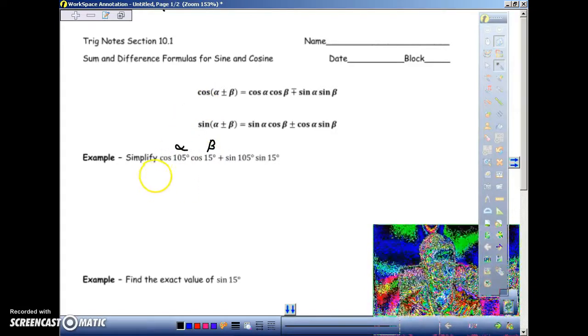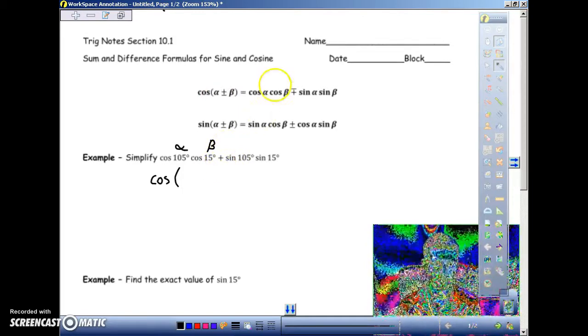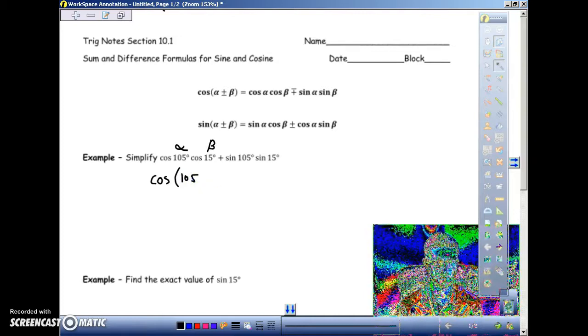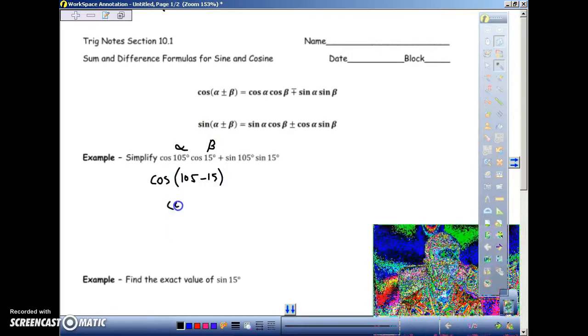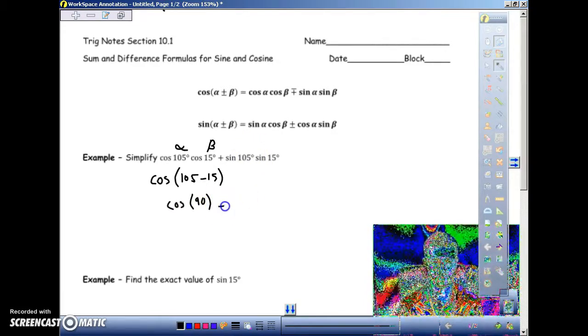So what we're going to do is just take the formula here, and instead of us writing out this whole thing, we're going to write alpha, and then because this is a positive, this is going to have to be a minus over here, because remember the positive will match up with the minus. So it'll just be the cosine of 105 minus 15. So that ends up being the cosine of 90. And the cosine of 90 is just equal to 0.